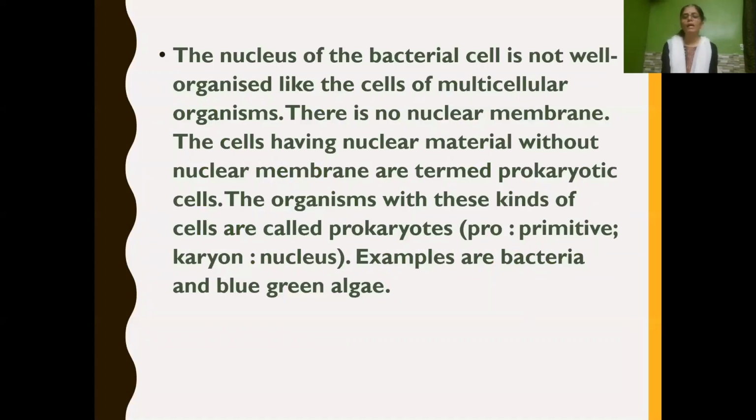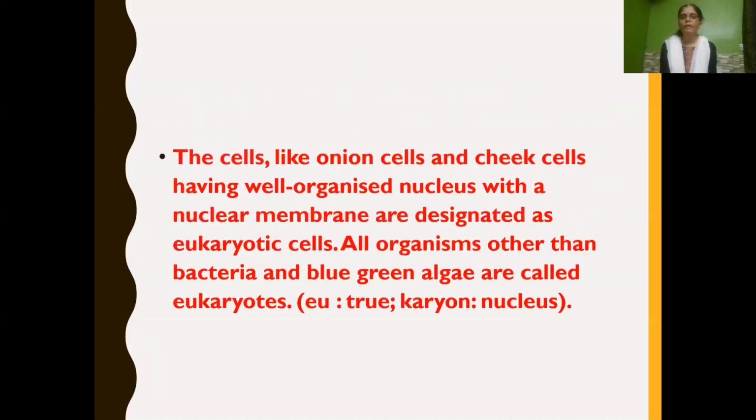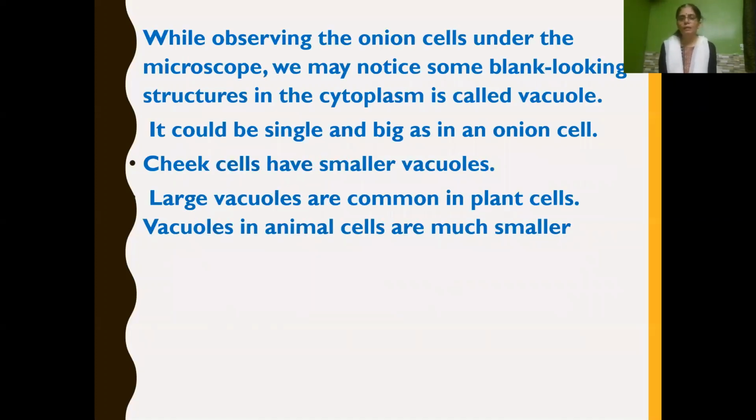Examples: bacteria and blue-green algae. And then what are eukaryotes or eukaryotic cells? Cells like onion cells and cheek cells, which have a well organized nucleus with a nuclear membrane, are called eukaryotic cells, and all organisms other than bacteria and blue-green algae are called eukaryotes. And now let us continue.